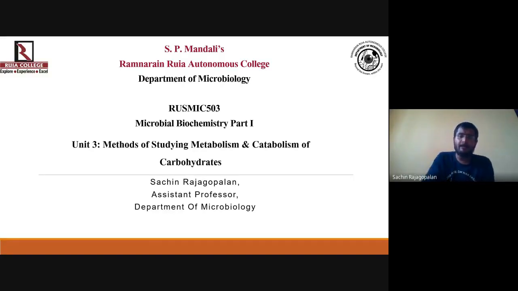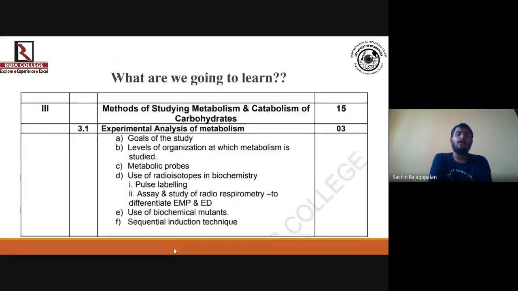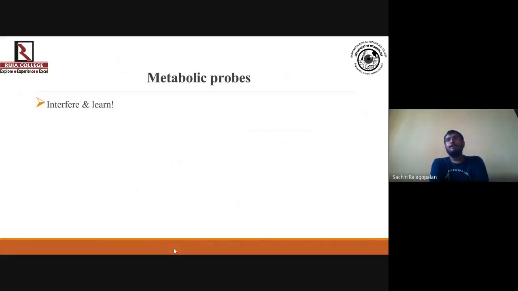We will start with metabolic probes because that's the next topic which we have. So what do metabolic probes speak about? Metabolic probes say that you make use of chemicals which interfere with your pathway. So for example, I make use of inhibitors. They say that when something is absent, we understand what its role is. Okay, so you can make use of inhibitors, you can create mutants, you can introduce mutations and see what happens.